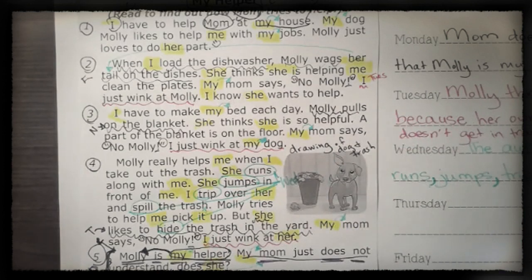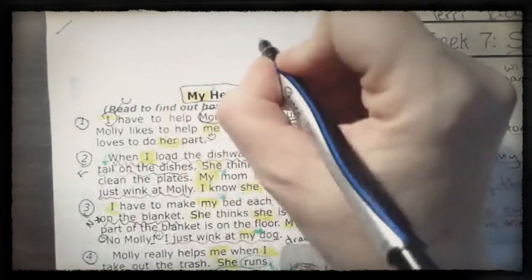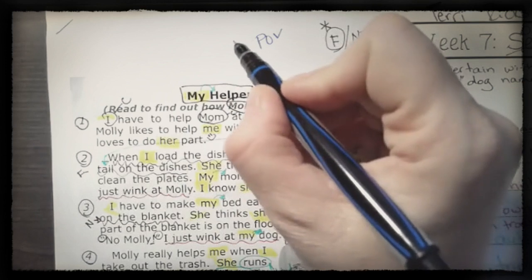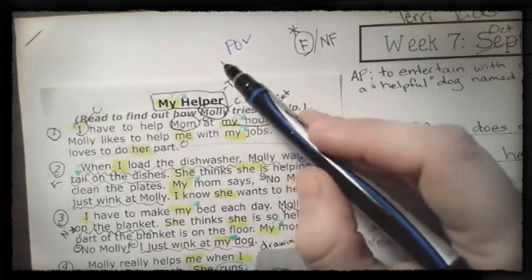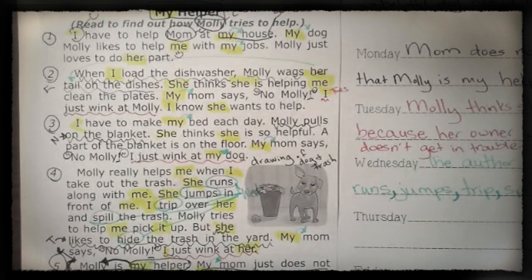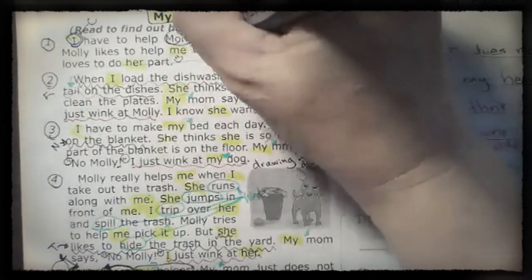Think about it. Write down up here at the top near our fiction or nonfiction, you're going to write down POV, and you're either going to write a 1 for first person or a 3 for third person. Okay? Either first person or third person point of view. Pause, go look and see what pronouns you can find. Circle them even.